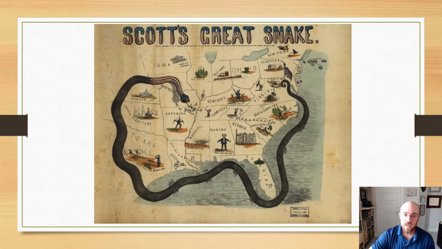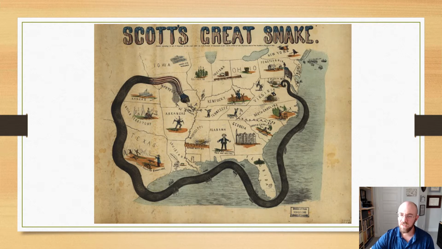So the Union is putting together a strategy, and Winfield Scott, who we talked about during the Mexican-American War, is still around, although he'll die before the Civil War is over. He comes up with what's known as the Anaconda Plan. This is kind of a cartoon making fun of it, Scott's Great Snake. And his idea was we blockade the southern ports, so cut them off from trade. Then you encircle them. You launch several armies coming down from the north. You capture the Mississippi, split the Confederacy in half, and slowly squeeze and break apart the Confederacy.